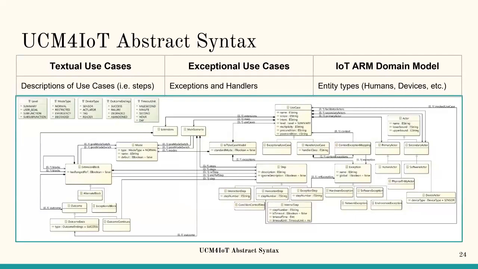And basically, this is the abstract syntax of USIM for IoT. I'm not going to go into too much depth here per se, but basically, we extended this from textual use cases, exceptional use cases, and the IoT ARM domain model. Specifically, we include the notion of descriptions of use cases through steps. We also include the notion of exceptions and handlers, and the notion found from the IoT ARM domain model, specifically humans, devices, or physical entities, or software.